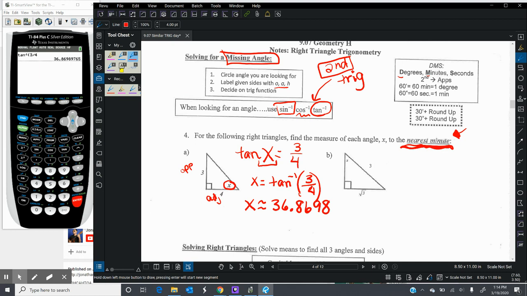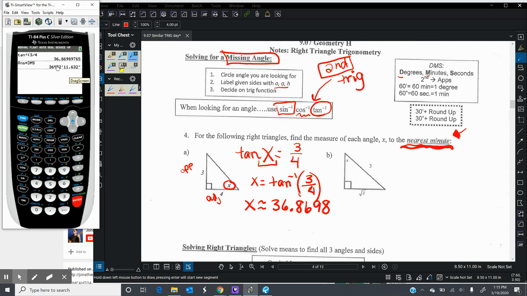So in your calculator, you're going to hit second, apps, and you can see the word angle right above apps. So second, apps, and we're going to go to choice 4. What that's going to do is that little arrow says convert to degrees, minutes, and seconds. So when we type in 4, it's going to take our angle measure and change it into 36 degrees, 52 minutes, and 11 seconds.